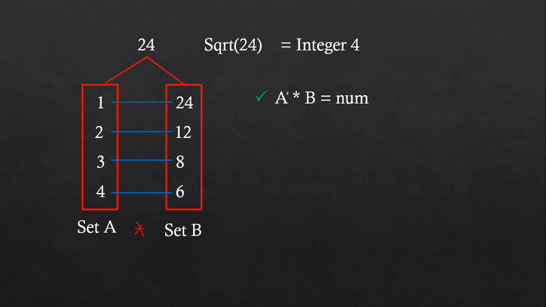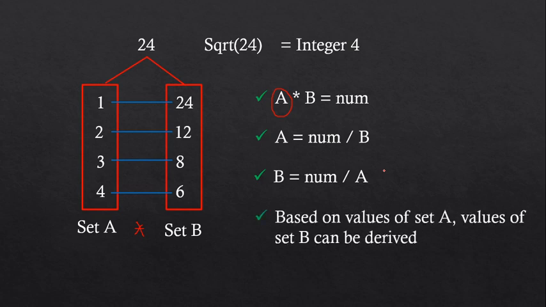How will you calculate A? A is equal to number by B. Right? A into B is number means A is equal to number by B. Similarly, B is equal to number by A. Can you understand this? When you divide them as two sets, I can say A is number by B and B is number by A. Okay. So this is the second understanding. So based on set A values, you can derive set B values and vice versa.